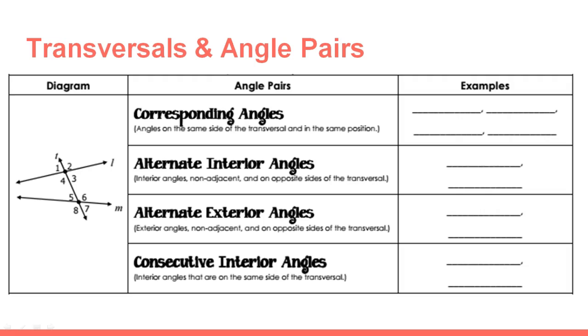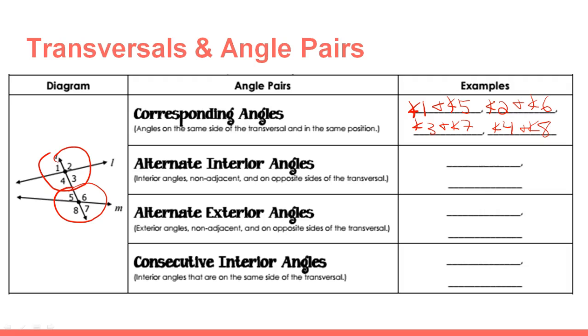The first one are corresponding angles. Corresponding angles are angles that are on the same side of the transversal in the same position in their groups. If we look up here in our picture, we've got this group of angles here, and we've got this group of angles here. So our corresponding angles are the ones that are in the same position in their group of 4. For instance, our first set would be angle 1 and angle 5, because they are both in the top left of their respective groups.